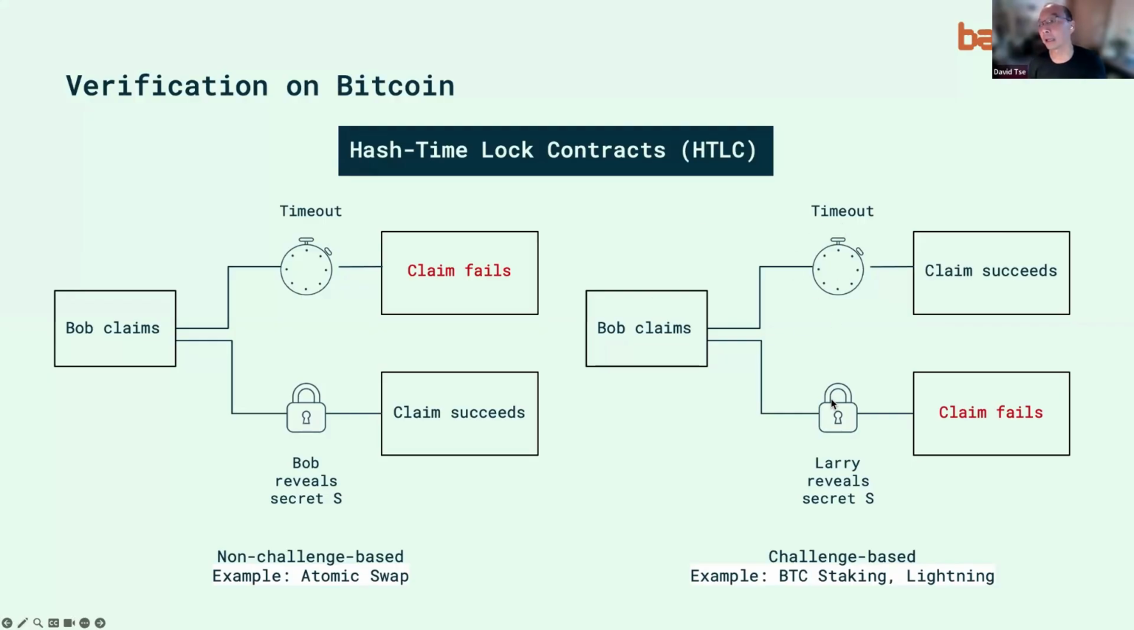So you have to allow some time for it to do that, because if you have this instantaneous timeout, then Larry may not be able to get the transaction into the Bitcoin chain. For example, Bob can now send a lot of spam transactions to congest the Bitcoin chain so that Larry can't really send his challenge transaction. And so this time is allowed so that Bob can play this game.